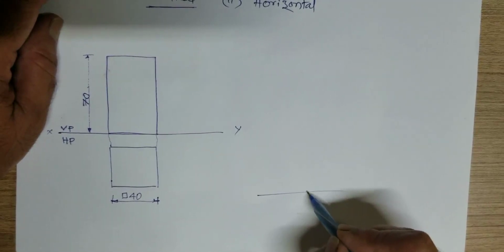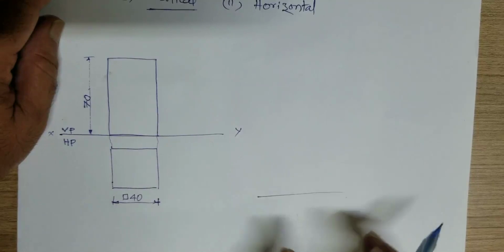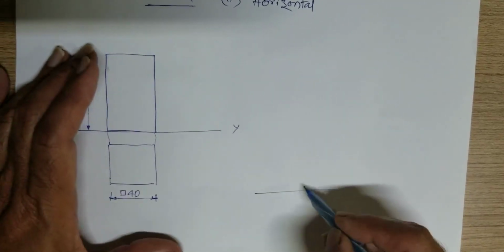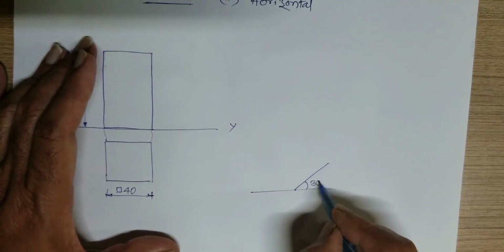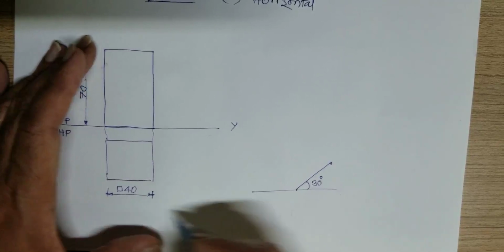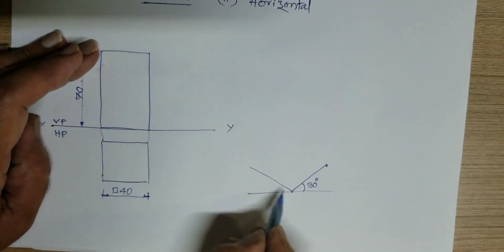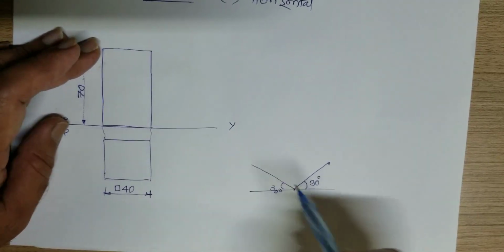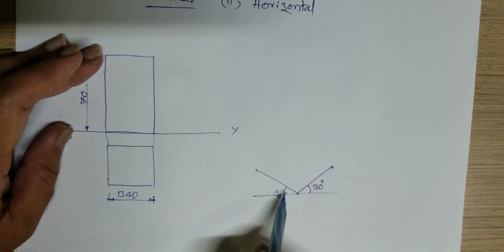Here we know the length of this square is 40, both the width and breadth. So we have to take 40 on this line at 30 degrees. Whatever this length is, we have to take it. Here also it is 30 degrees, and likewise we have to construct. This is the 30-degree line.